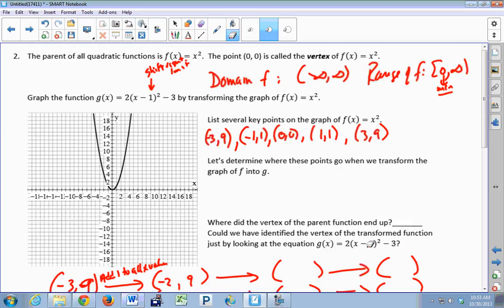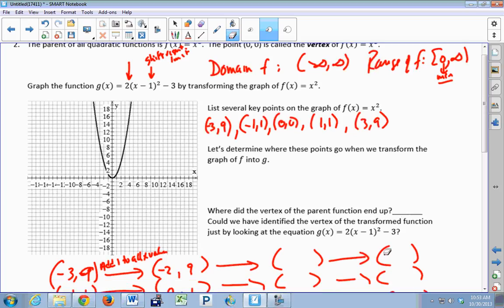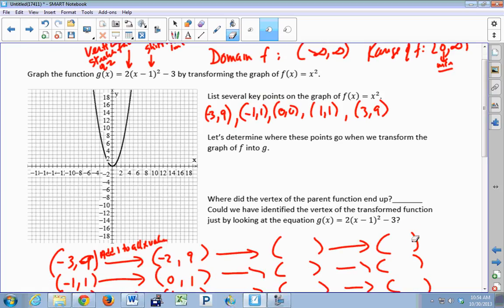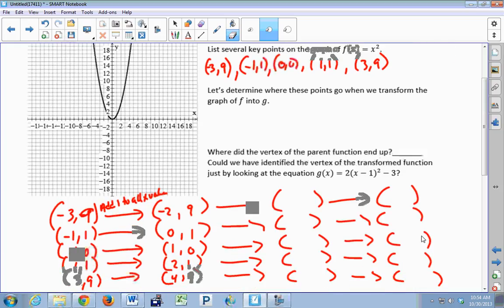And where is it, the 2? It's the 2. So what kind of stretching am I doing here? Vertical or horizontal? Vertical. So we're going to do a vertical stretch by a factor of 2, which means all of our y values are multiplied. So multiply all y values by 2. Okay, we can do that.